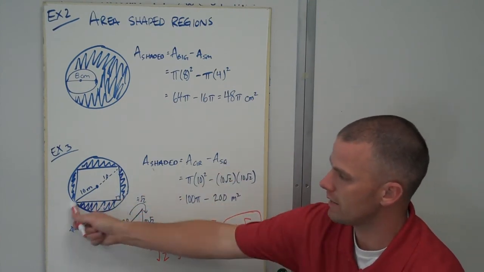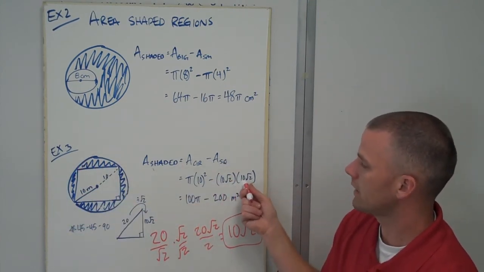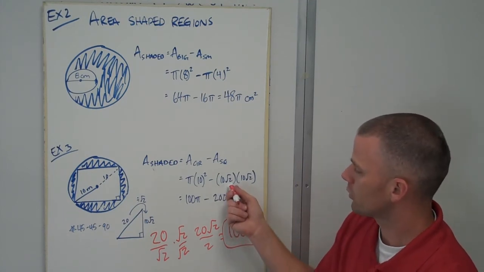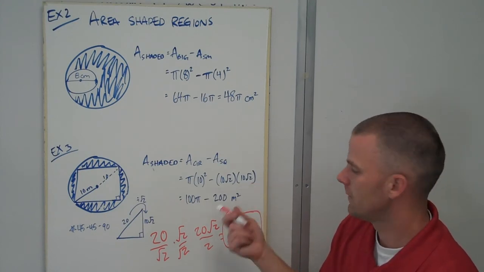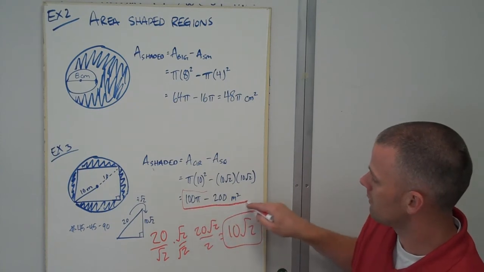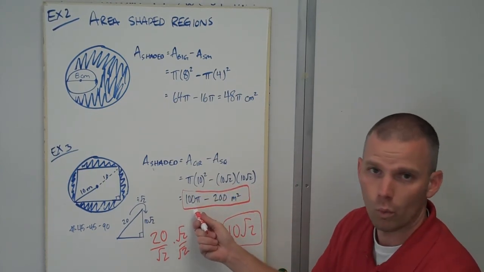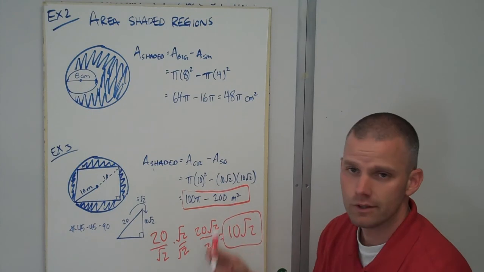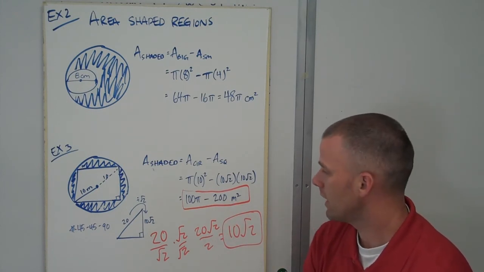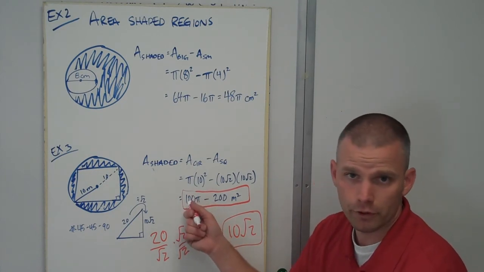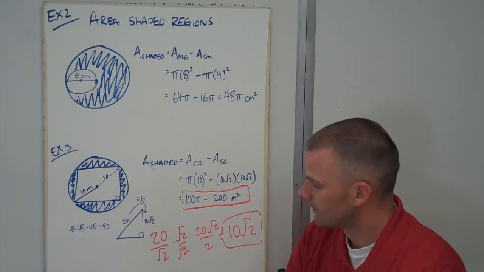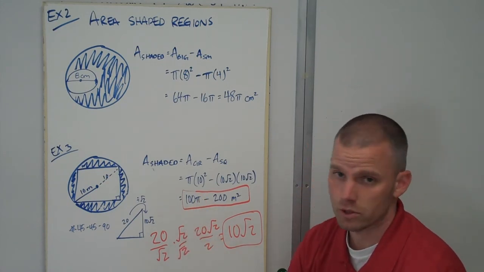A square, just base times height, 10 radical 2 times 10 radical 2. We know that 10 times 10 is 100. Square root of 2 times the square root of 2 is 2. So when we take 100 times 2, we come out with 200. And so this becomes my exact answer: 100 pi minus 200 square meters. If you want to approximate, obviously we could just multiply out the 100 times pi, then subtract 200, and then you've got your approximate area. But for an exact answer, this works just fine.